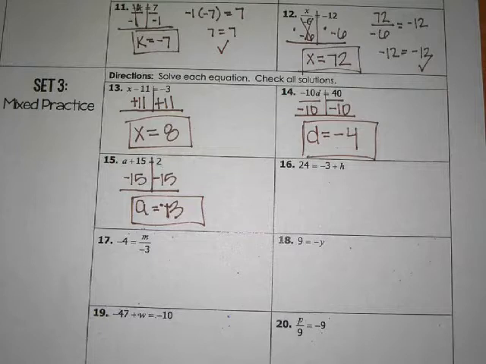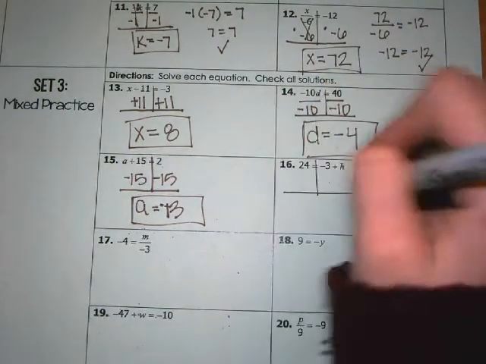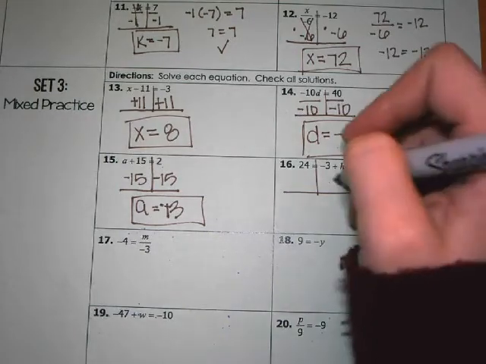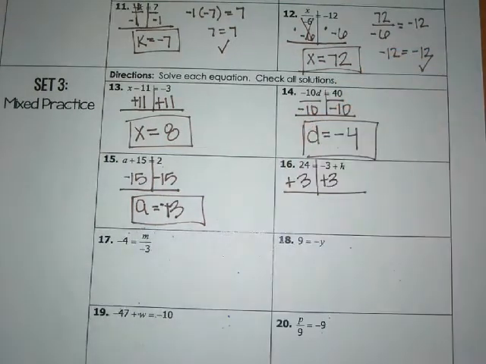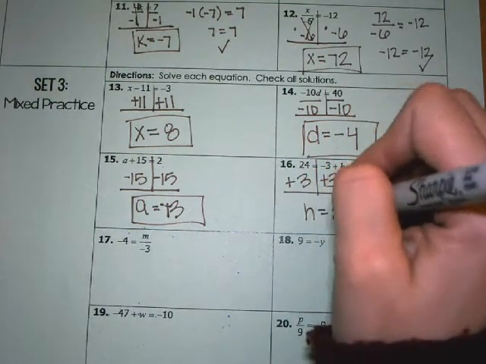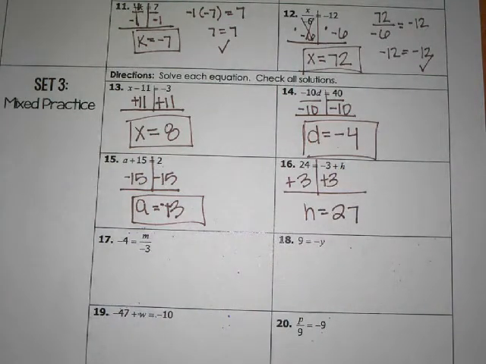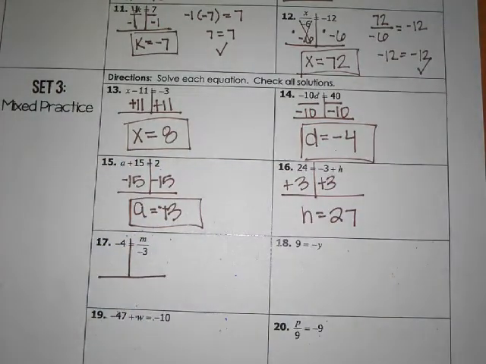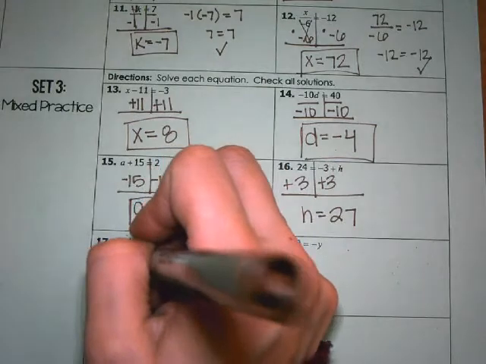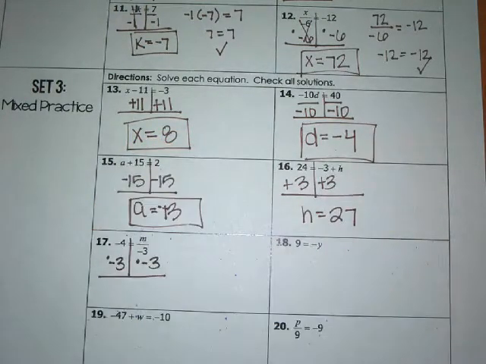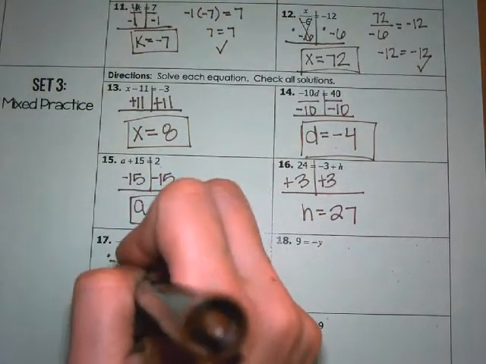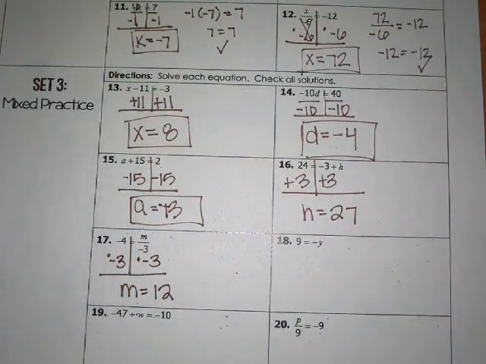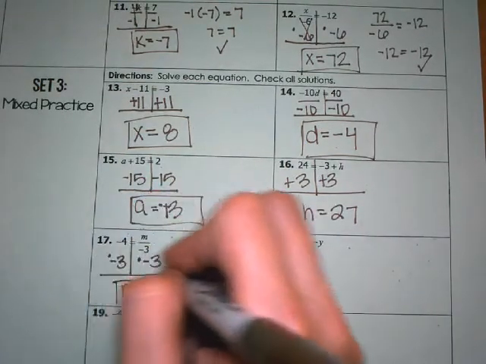Number 13. What did you do to solve number 16? Added 3. So number 2, what's my answer? H equals 27. 16, what did you do on 17? I subtracted 3, or I multiplied by -3. Multiplied by -3, which means my answer is what, 23? M equals 12.